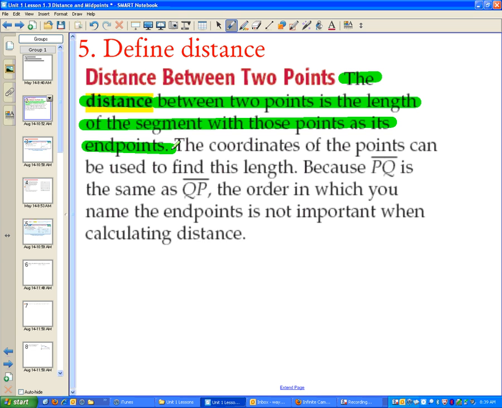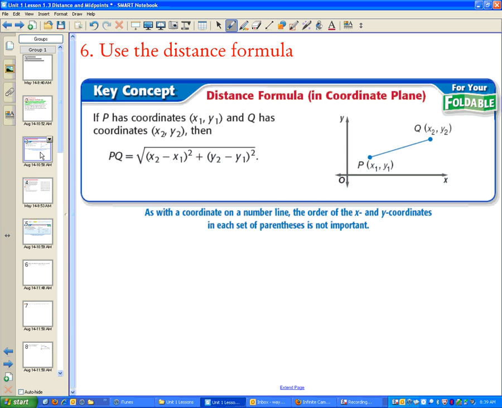All right, so there's our first learning target knocked out already. Define distance. We did. Next, we're going to use the distance formula. Well, here's the distance formula.